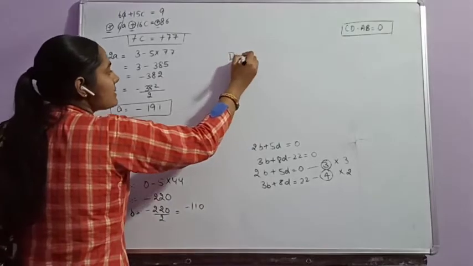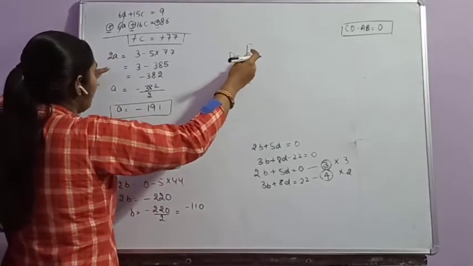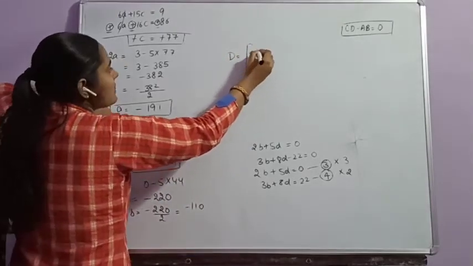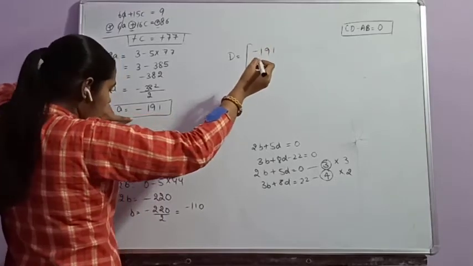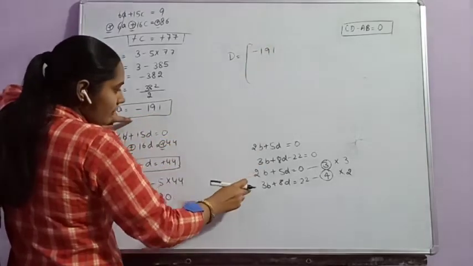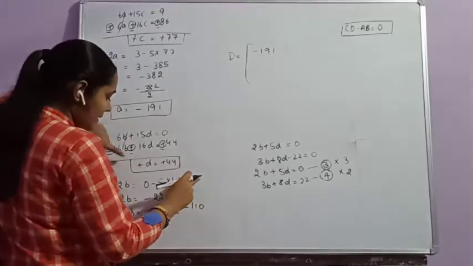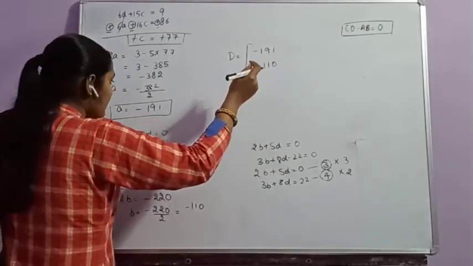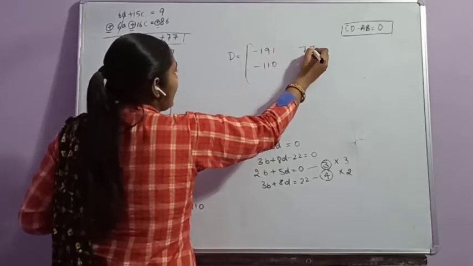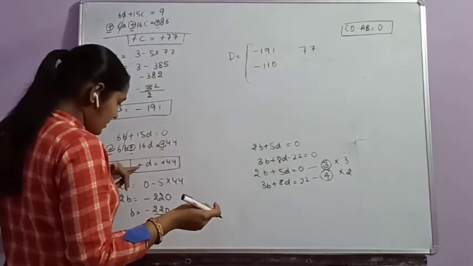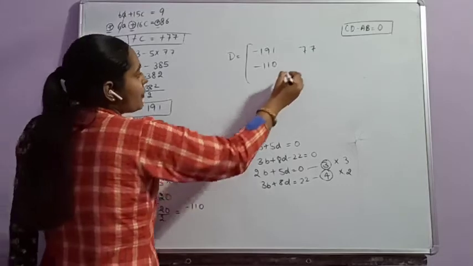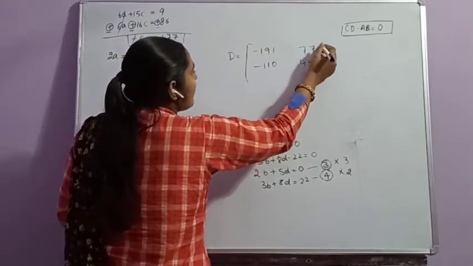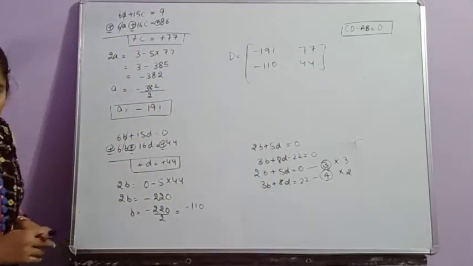So D matrix is equal to: a is minus 191, the value of b is minus 110, c is 77 and d is 44. That is our D matrix. Clear?